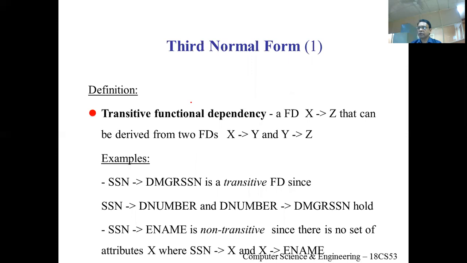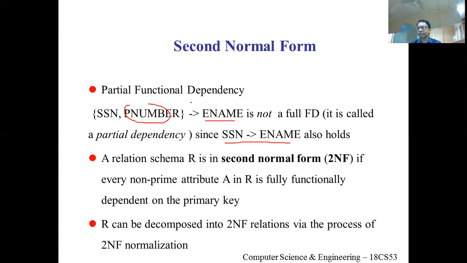Now it's time to state the second normal form definition. A relation schema R is in second normal form if every non-prime attribute A in R is fully functionally dependent on the primary key attribute of R. In other words, a relation schema R is in second normal form if it does not contain any partial dependencies. If any of the functional dependencies are not fully functionally dependent, then R can be decomposed into 2NF relations, the process of 2NF normalization.